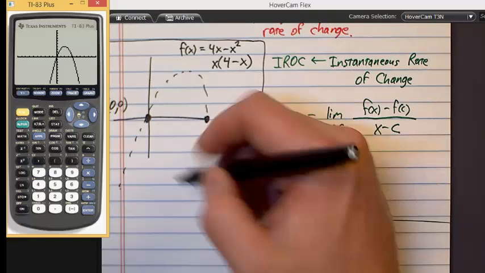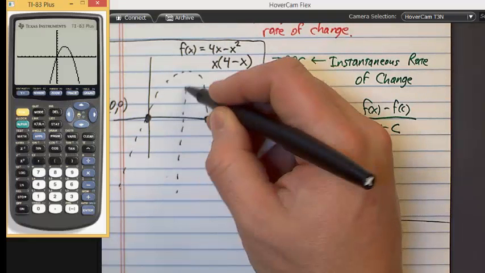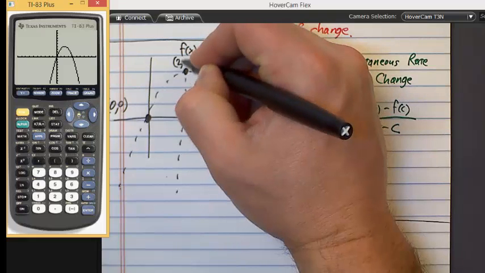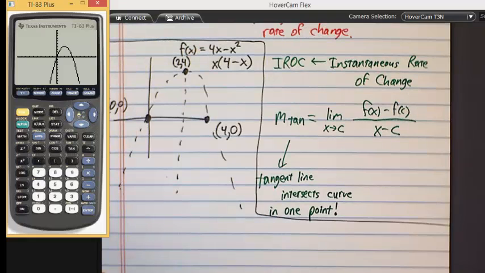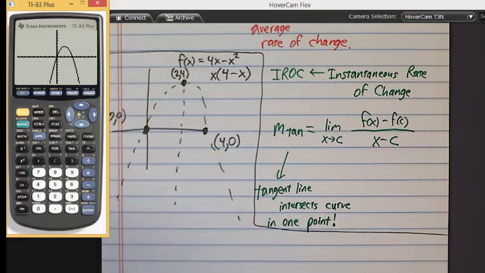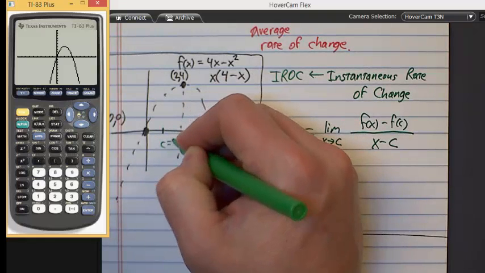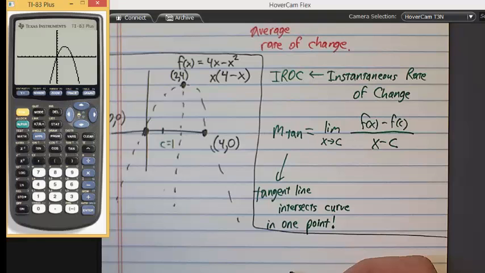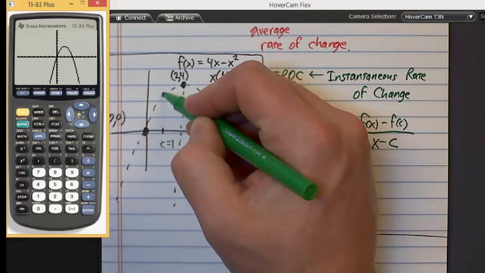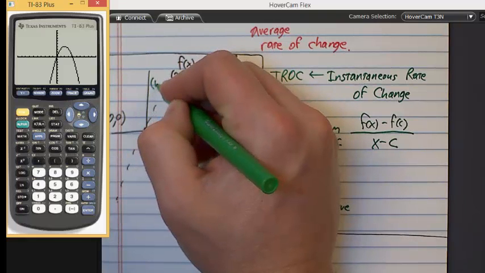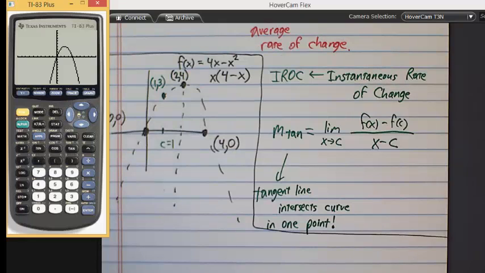Sure, at 2. And if you plug in a 2, 8 minus 4 is 4. You'll see it goes through the point (2, 4). Now I still haven't drawn C. That was what you asked me about. What's C? C equals 1. So that's the number I want to approach. So when C equals 1, if you plug in a 1, you get 4 minus 1 is 3. (1, 3). You guys with me?